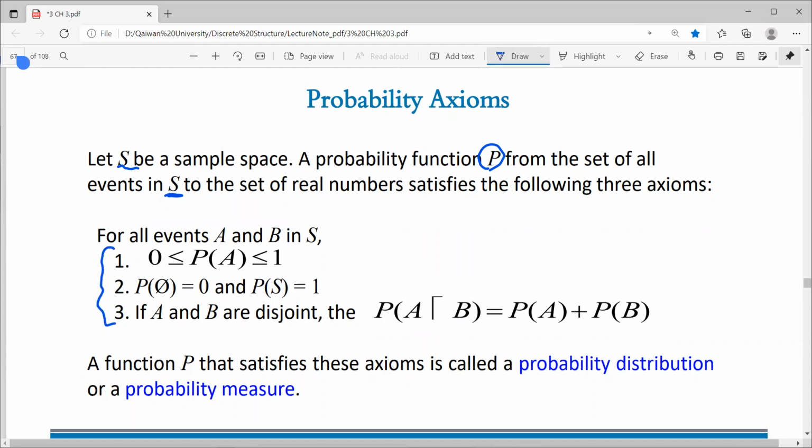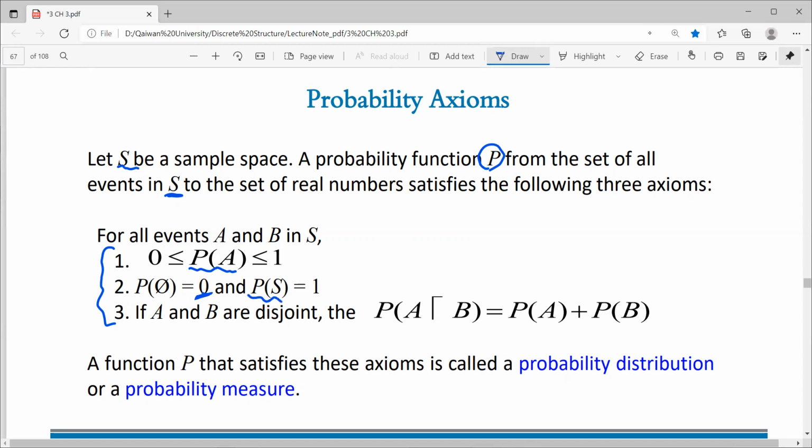We say the probability of A must be between 0 and 1. That means it must not be less than 0 and it must not be greater than 1. The probability of each event must be between 0 and 1. It's possible to be 0 and it's possible to be 1, but not less than 0 or bigger than 1. And the probability of the empty set, phi, is 0.